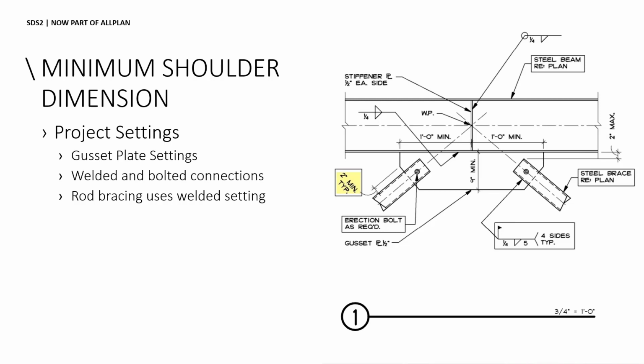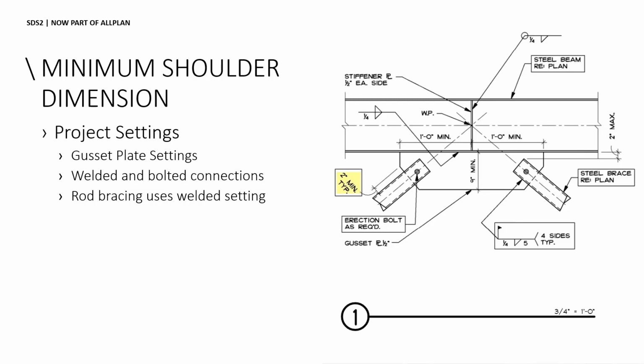It's in the project settings within Gusset plate settings, and we've broken that out into 2 fields for both welded and bolted connections. And as Colin pointed out to me as we were prepping for this, rod bracing will use the welded setting that we have in there.